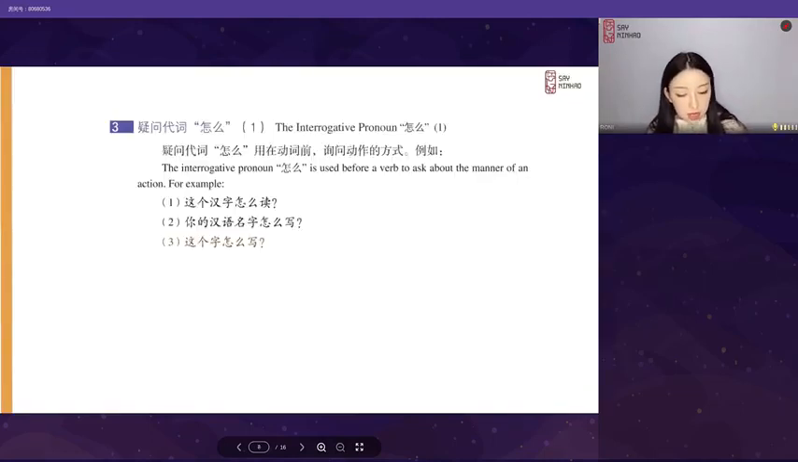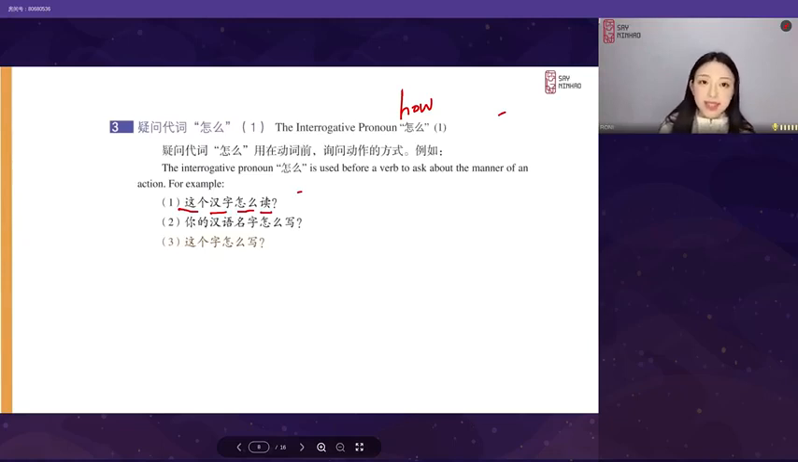Okay? Next one is the interrogative pronoun 怎么, which means how. It is used to ask about the manner of an action. How did this action happen? How is this action accomplished? For example, 这个汉字怎么读? Means how to read it, right? How to read it. How to read this Chinese character. How to read it. Okay.